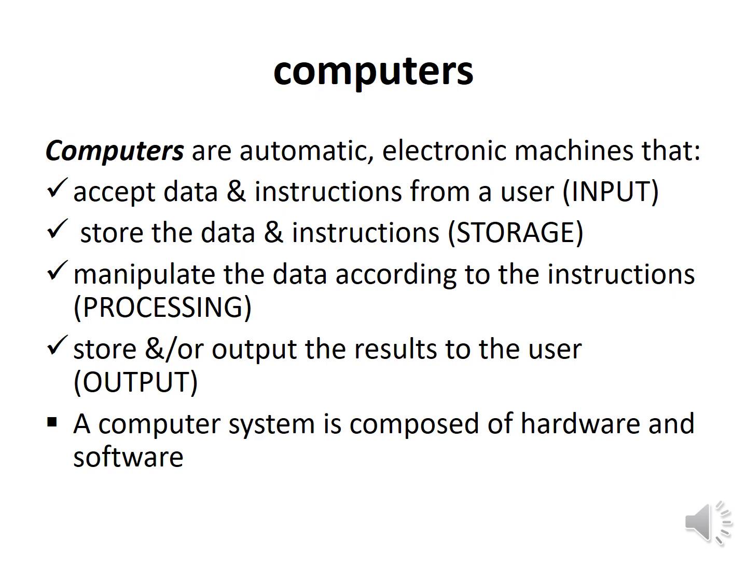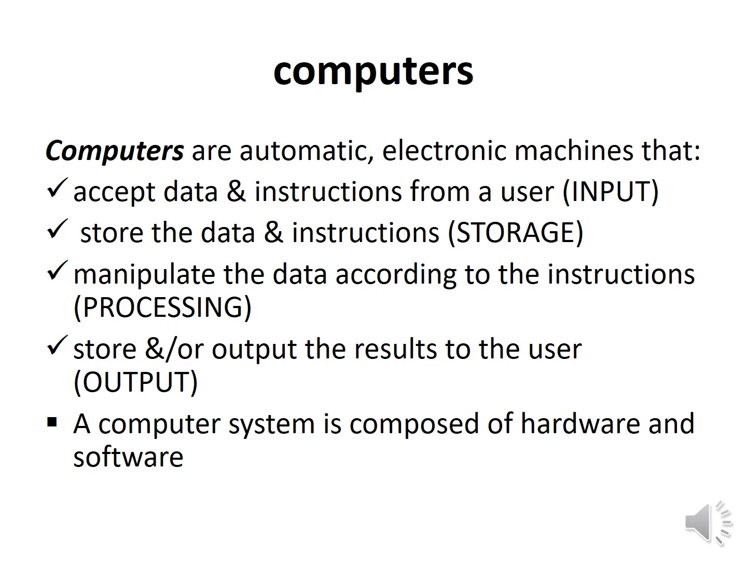First of all, you have to understand the term computer. A computer is an automatic electronic machine that has the capacity of accepting data and instructions from a user. This is done by input devices. It has the capacity also to store data and instructions by using storage devices, and to manipulate the data according to the instructions.